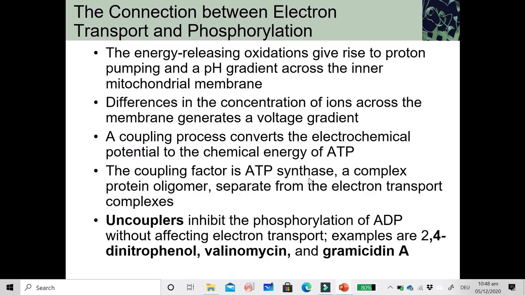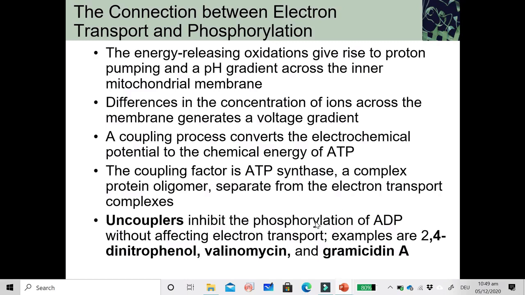factor, the one which accomplishes this, is the ATP synthase, a complex protein oligomer separate from the electron transport complexes. What it effectively does is it harnesses the energy of the electrochemical proton gradient and converts that into chemical energy in the form of ATP.